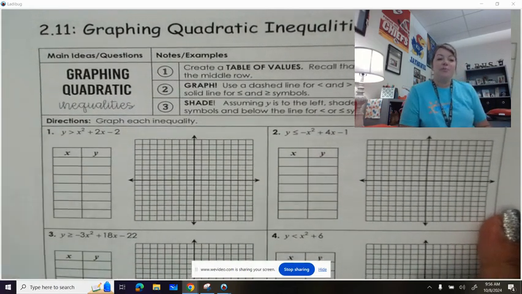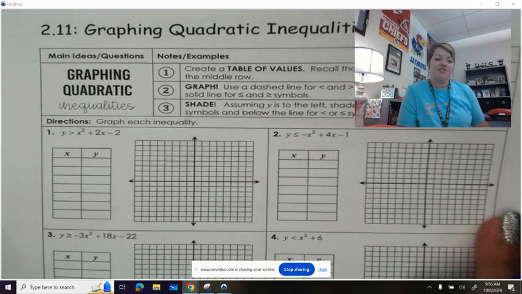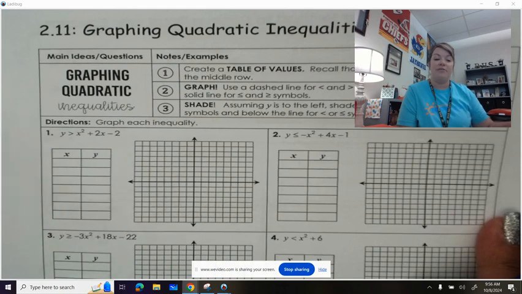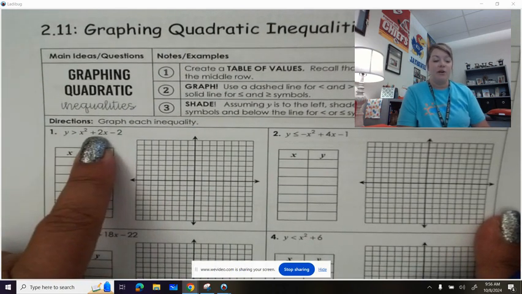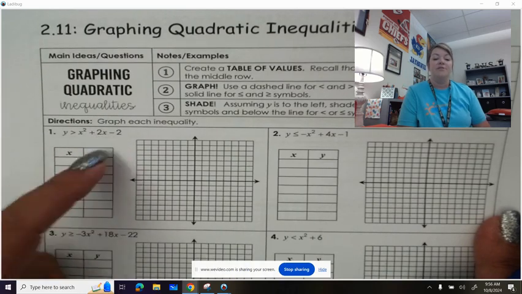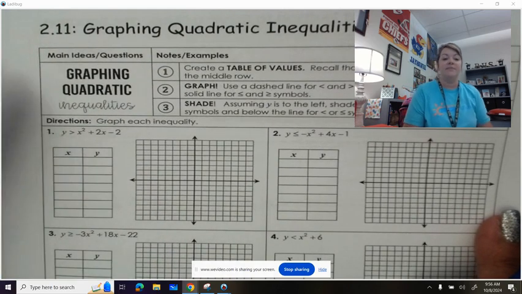Okay, so section 2.11 is about graphing quadratic inequalities. This should actually be really easy because we have already graphed quadratics. So we know what to do with a quadratic that's in standard form already. We're just going to add the inequality symbol in here and talk about what to do if there's a less than or a greater than sign.